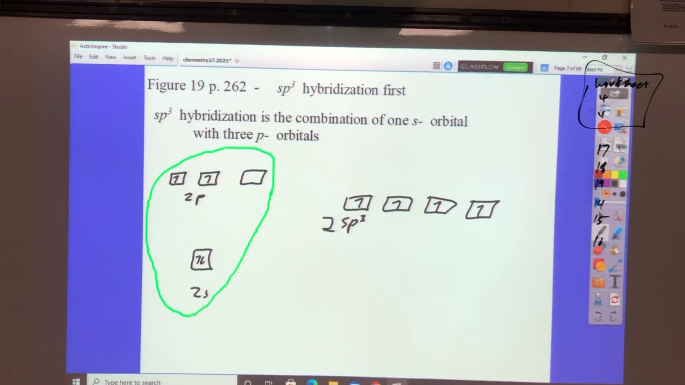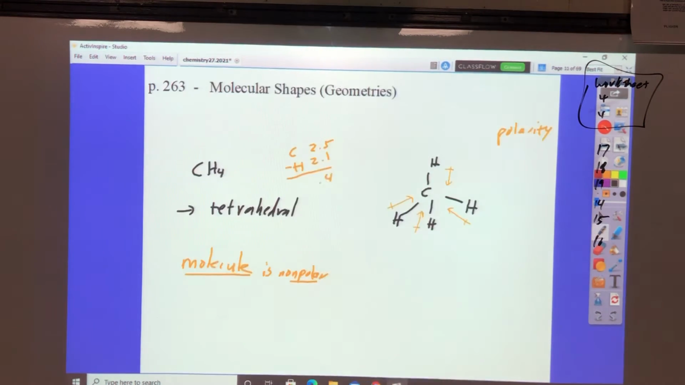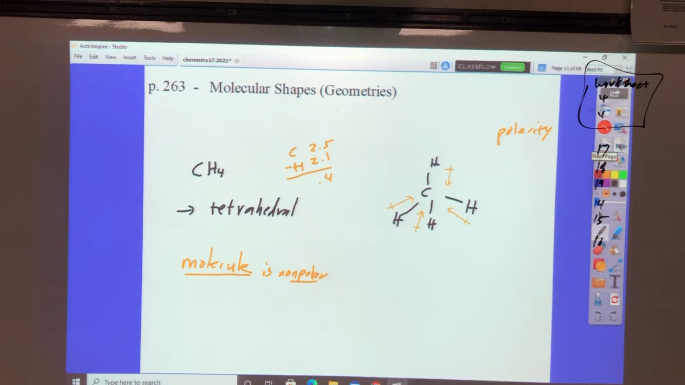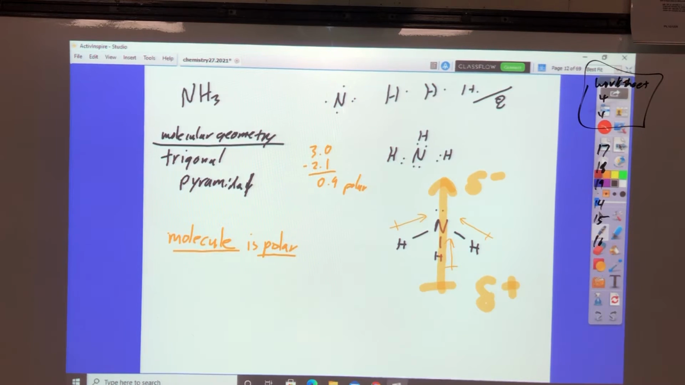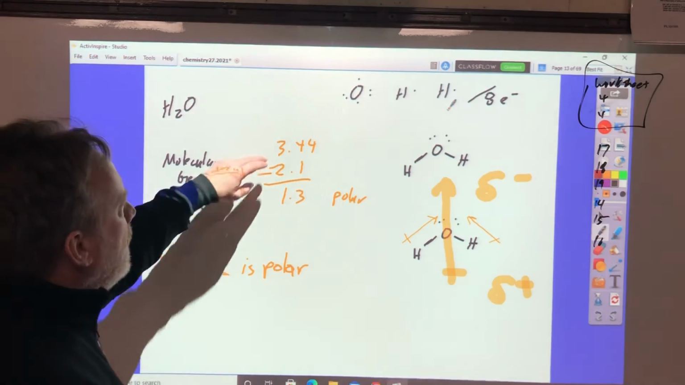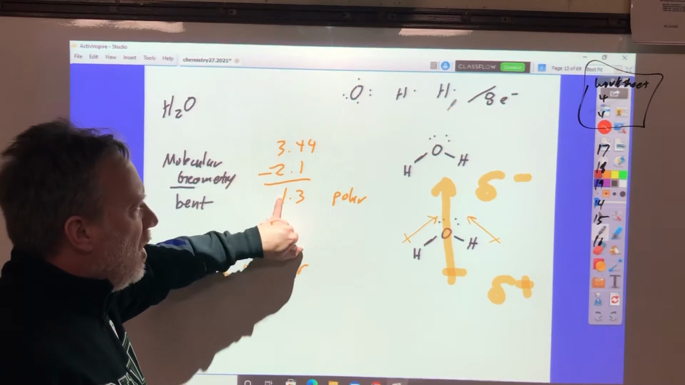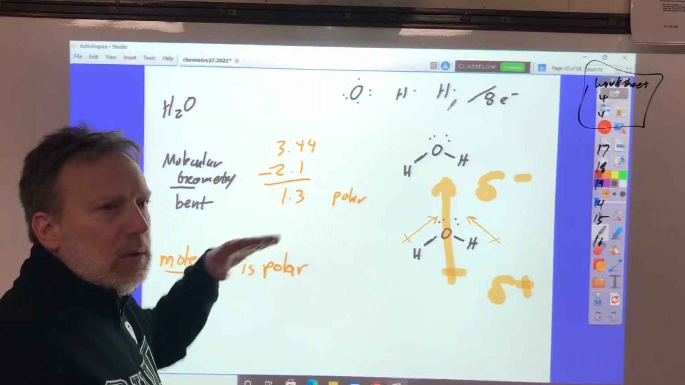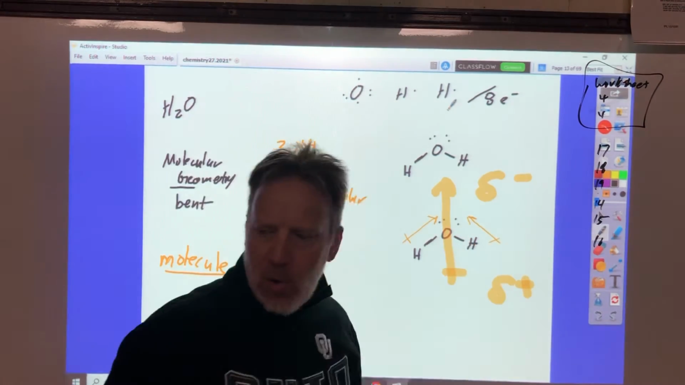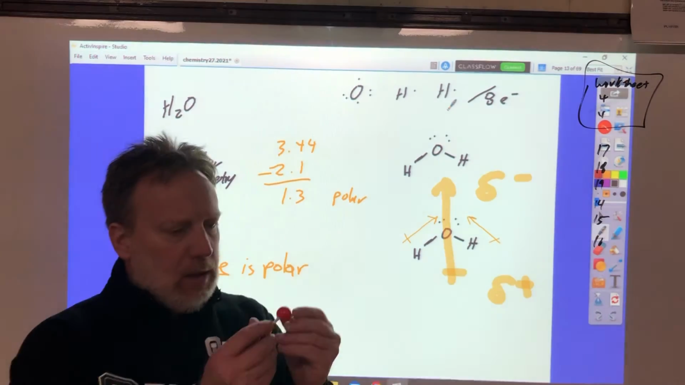I have 2.1. Different tables will have a little bit different numbers. I'm just used to 2.1 from an old table. So 3.44 and 2.2 subtracted is 1.2, 1.3. So this bond's polar and this bond's polar, but they aren't opposite.